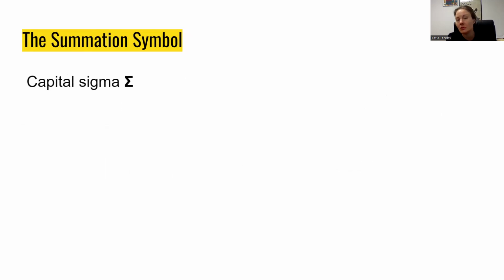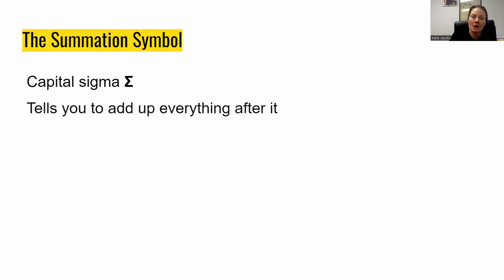So the summation symbol is capital sigma, which looks like that funky little symbol there. We need to put that summation symbol, or the capital sigma, onto your symbol sheet. So put it in your notes, pause me, put it on that symbol sheet. What the symbol tells us to do is add up everything that we see after it. So it's commanding you to do something. It's telling you to add all of these things up after it.